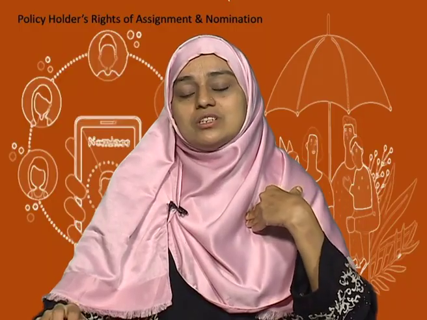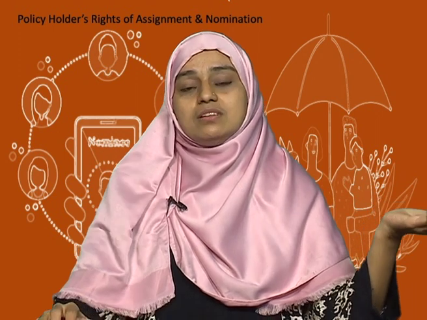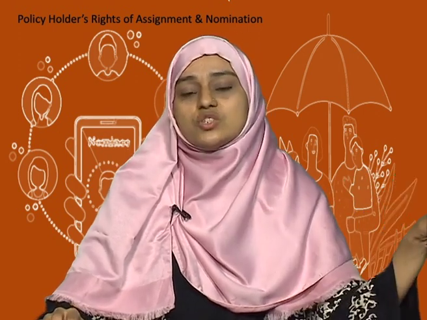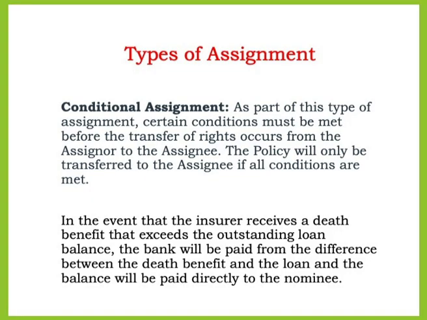If I had a policy of 1 crore and I am putting it in the name of a third person, then that person without any condition gets the policy of 1 crore. Such an arrangement will be called an absolute assignment, no conditions attached. That is the first type. The second one is a conditional assignment.